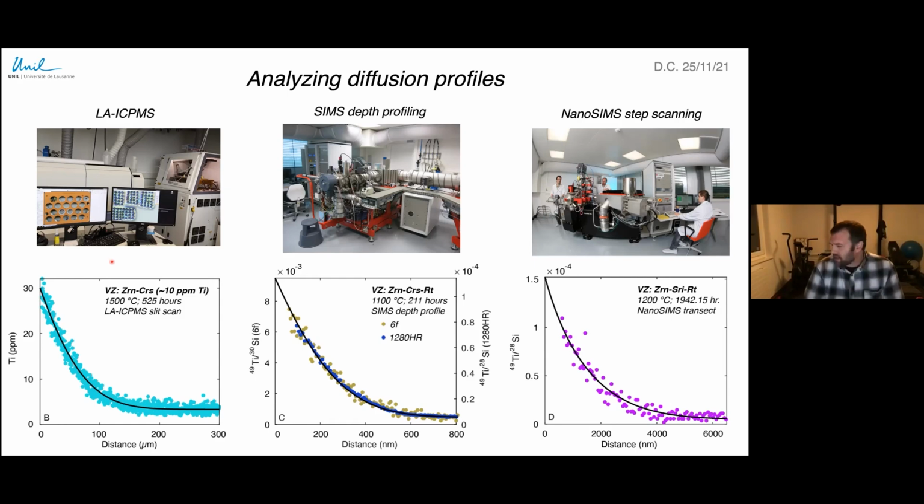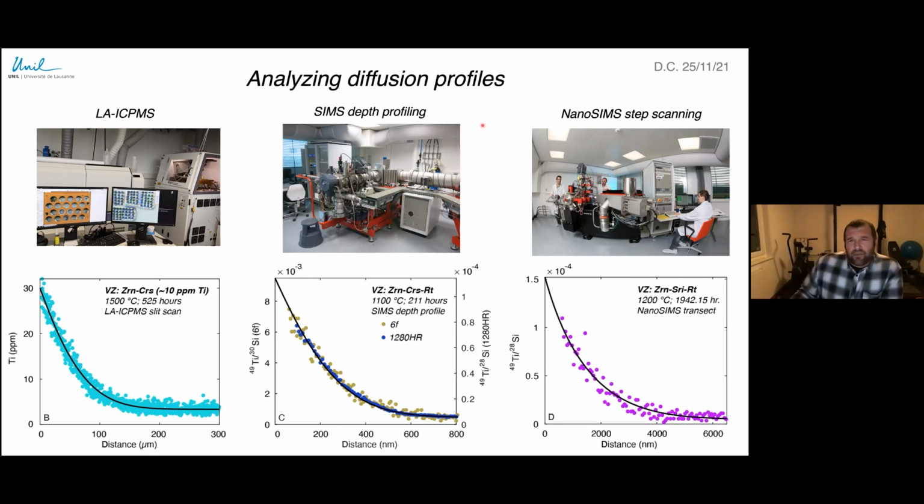The next major technique we used was SIMS depth profiling. And this is kind of on the opposite end of the spectrum. So this is a fantastic technique when you've got very short profiles. So just to look at the difference between what we measure with these 2 techniques: for laser ablation ICP-MS, we're measuring profiles up to a few hundred microns in length. When we do SIMS depth profiling, we're looking more at the scale of a few hundred nanometers. So we can measure very short profiles with one technique, very long profiles with another.